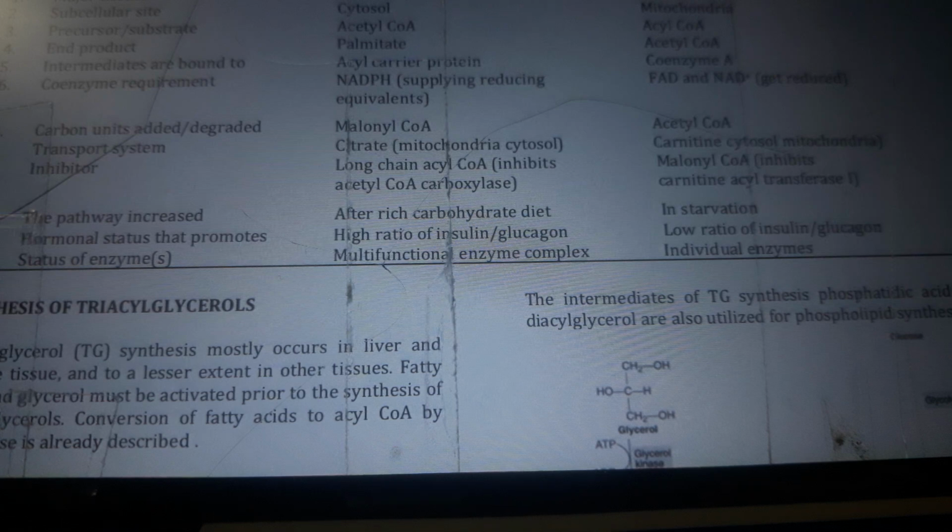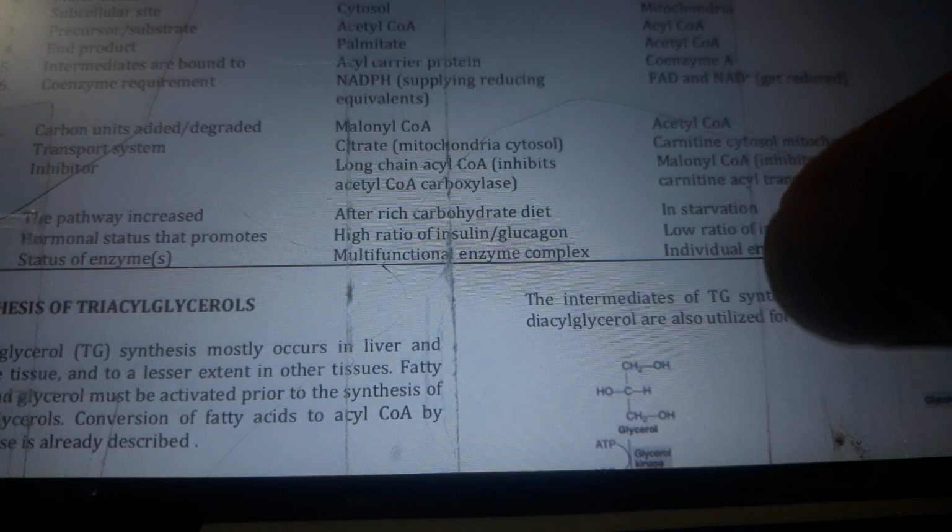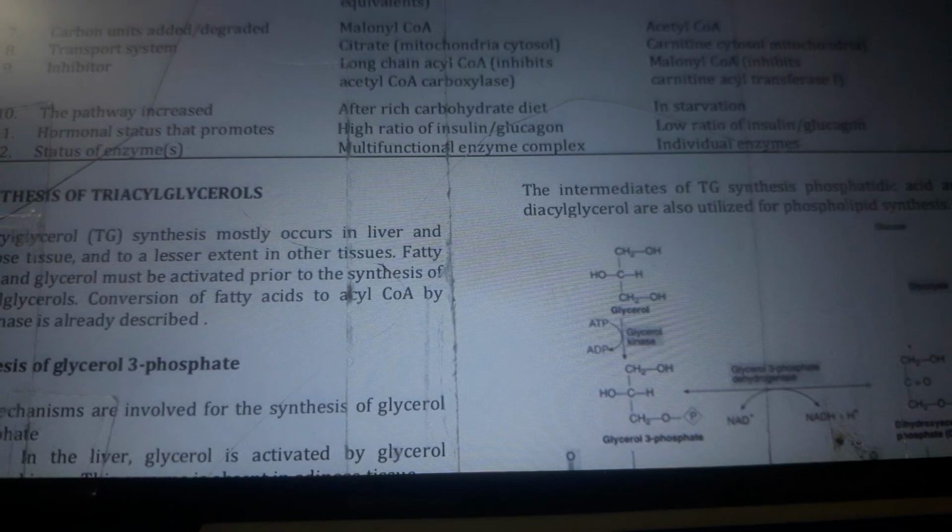Intermediates are bound to acyl carrier protein in synthesis, and to coenzyme A in oxidation. Coenzyme requirement: NADPH supplies reducing equivalents in synthesis, while FAD and NAD+ get reduced in oxidation. Carbon units added or degraded: malonyl-CoA in synthesis, acetyl-CoA in oxidation. Transport system: citrate, from mitochondria to cytosol, for synthesis; carnitine, from cytosol to mitochondria, for oxidation. Inhibitor: long chain acyl-CoA inhibits acetyl-CoA carboxylase, while malonyl-CoA inhibits carnitine acyl transferase 1.